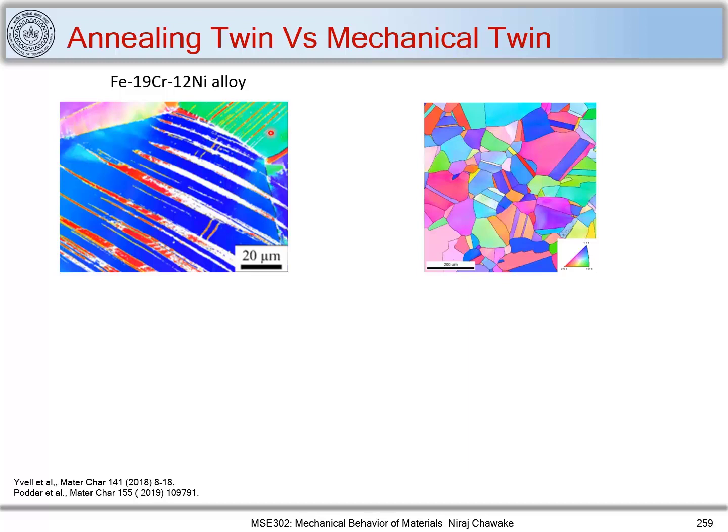Now let's look at this annealing twin and mechanical twin again, and you have this alloy which shows this mechanical twin. So you can clearly see that these have a lens shape, while these are annealing twins, and you can see that there is just an orientation change. So this grain is what I called the parent grain, and this is the twin part. Let me write that down here. So we have this as a parent, and this is a twin part, and you can see that there is just an orientation change between parent and twin part.